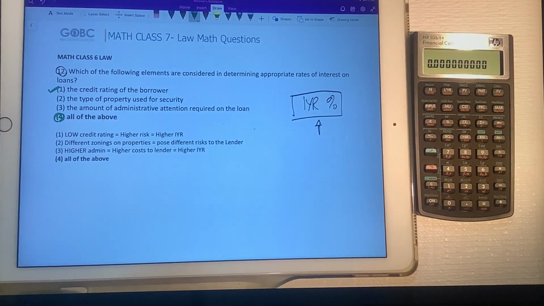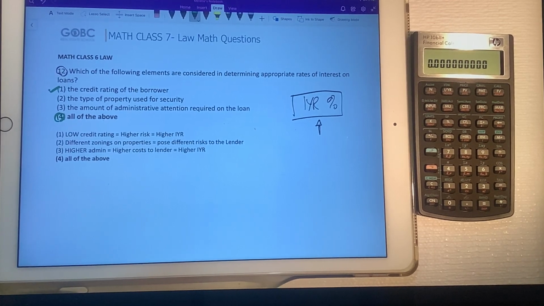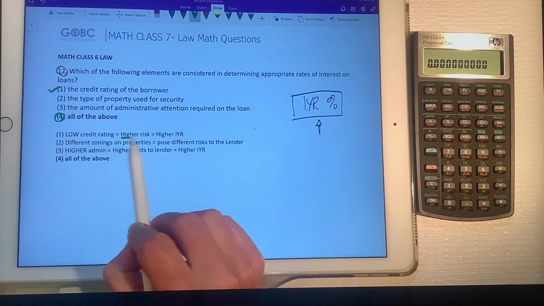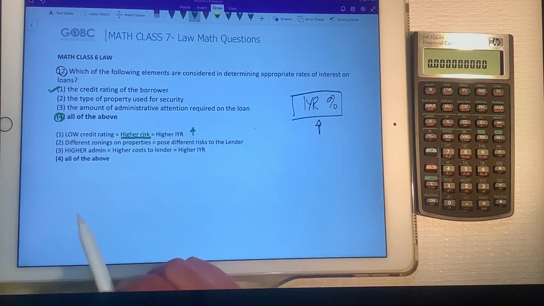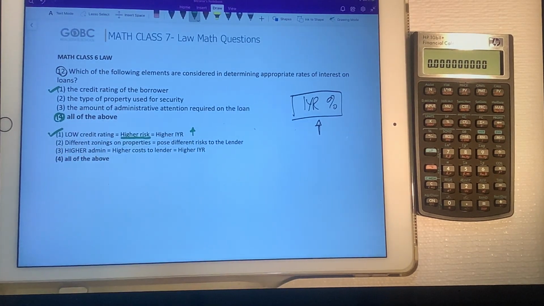So if you have a low credit rating, if you have a poor credit history, they can see that you've had late payments, missed payments, then they're going to consider you to be a little bit higher risk, and they may bump up that IYR. The second one is the type of property that's used for security.